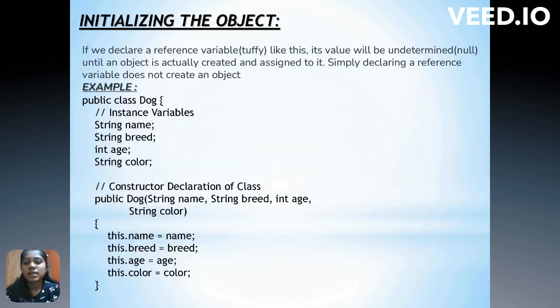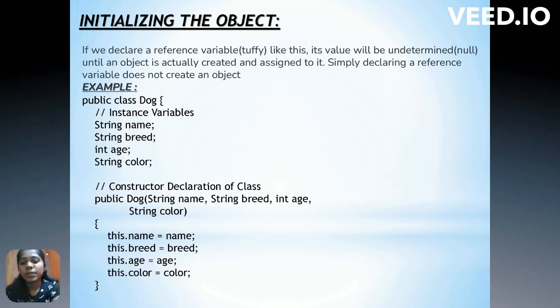Next is initializing the object. If we declare a reference variable tuffy like this, its value will be undetermined until an object is actually created and assigned to it. Simply declaring a reference variable does not create an object.